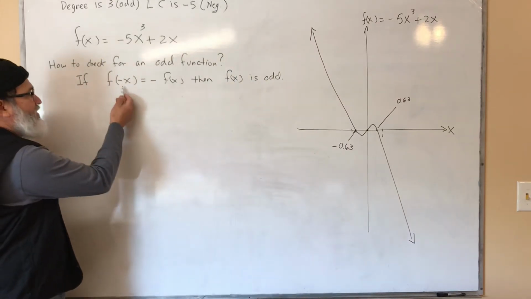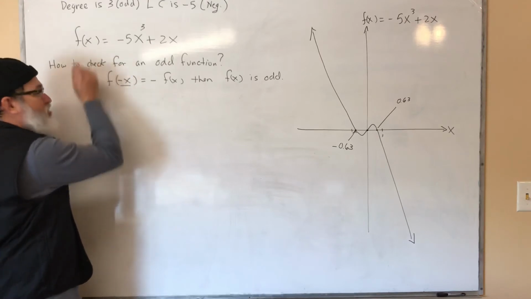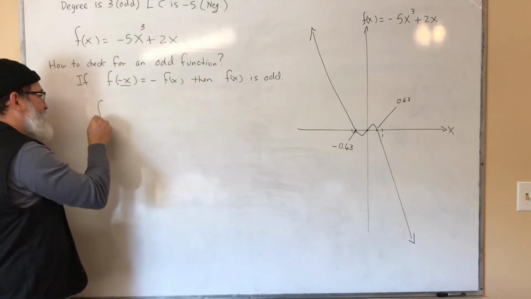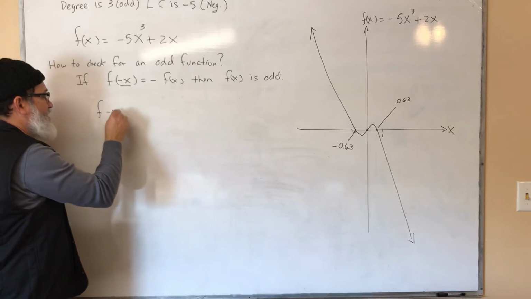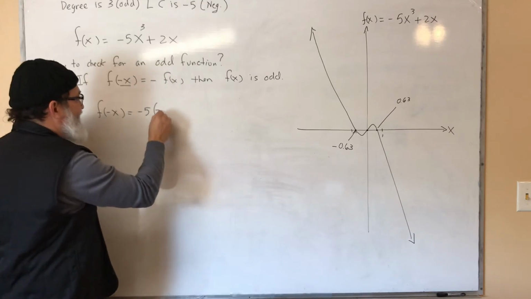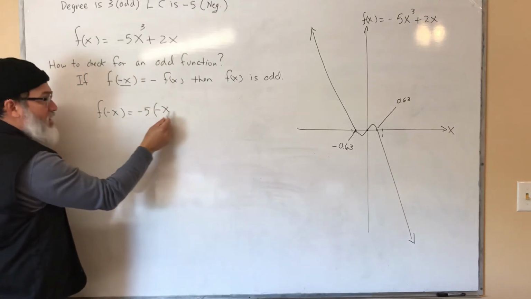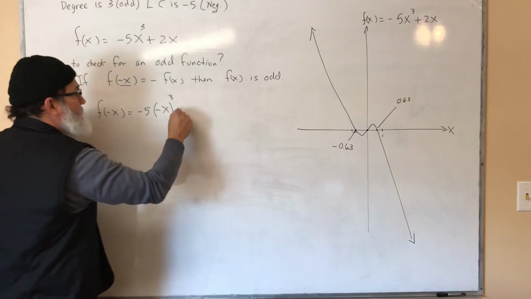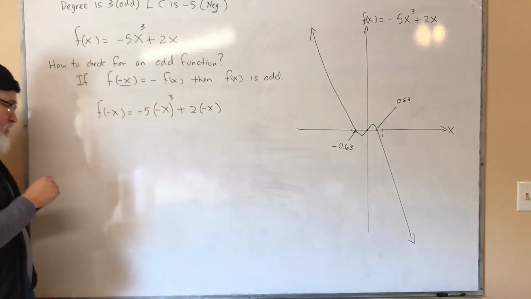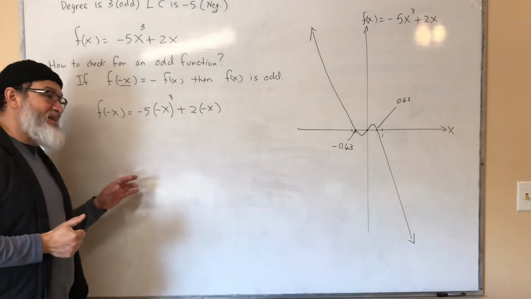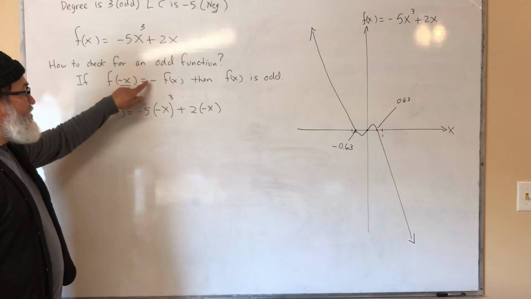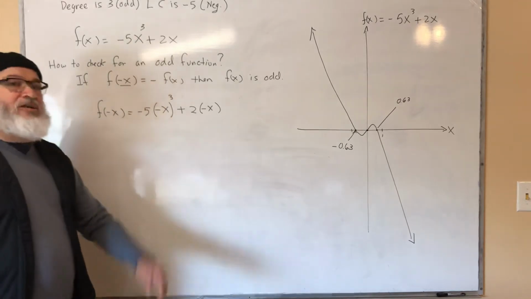How do we check for this? You're going to plug in negative x into the function. So let's plug in negative x into this f of x. This is negative 5 times negative x, I'm going to plug in negative x for x, to the third, plus 2 times negative x. We're trying to see if this function is odd. If f of negative x gives you negative f of x, then the function is odd.